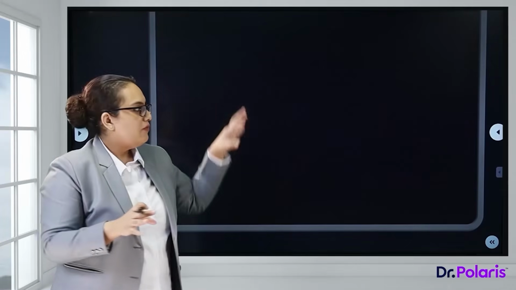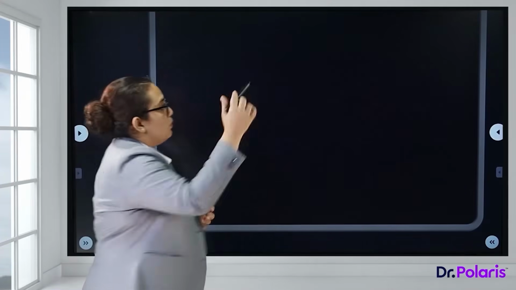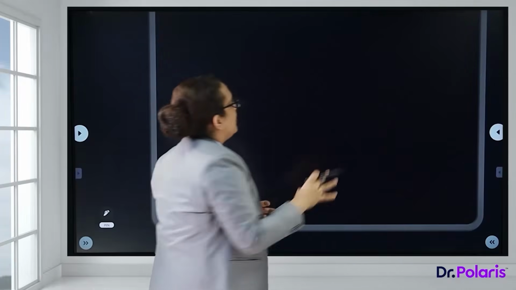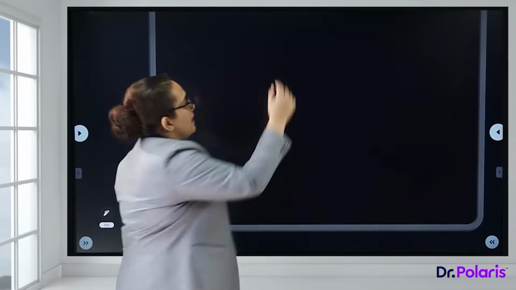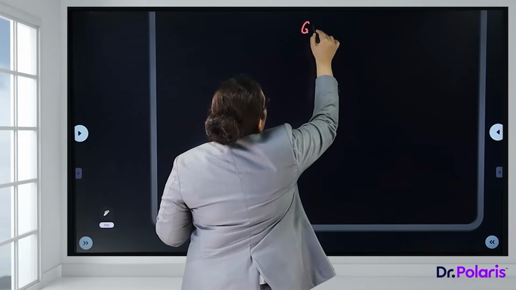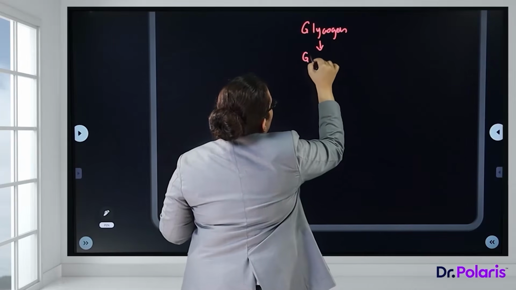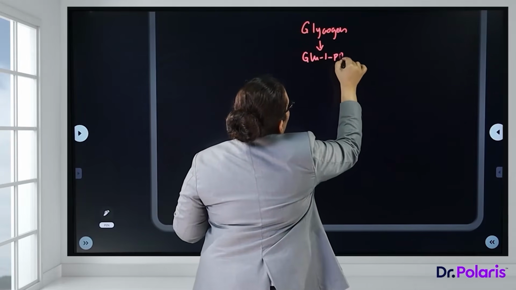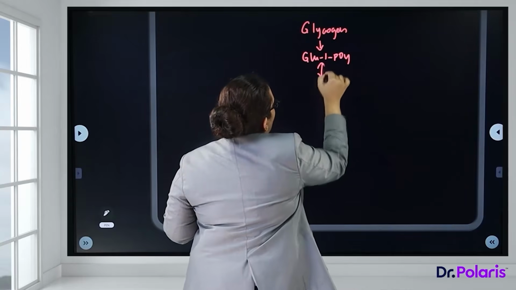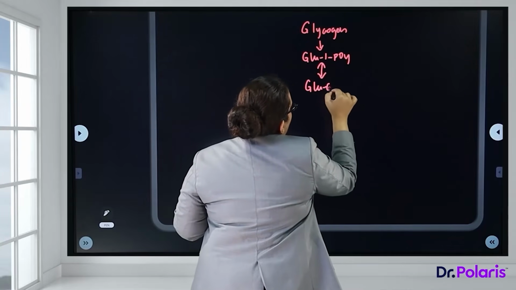Now, I would just like to show you a brief outline of what really happens in von Gierke's disease. If you understand this mechanism, you will be able to recollect what the manifestations are and why they happen. So in von Gierke's disease, the basic deficiency or the defect is in the enzyme glucose 6-phosphatase. Glycogen is broken down to give you glucose 1-phosphate, and then glucose 1-phosphate undergoes a mutation to give you glucose 6-phosphate.